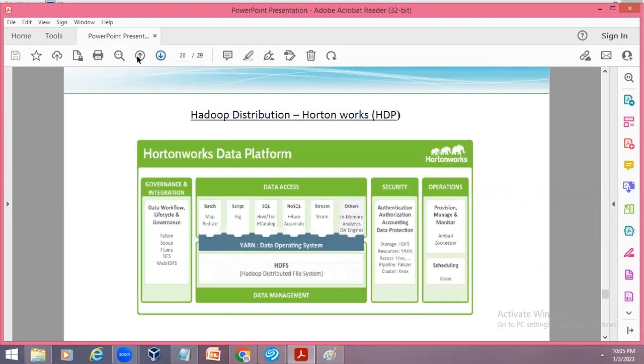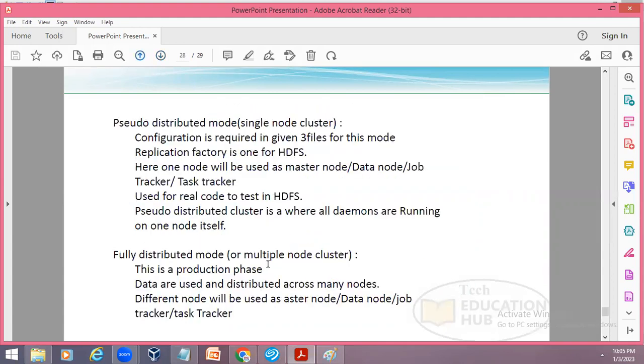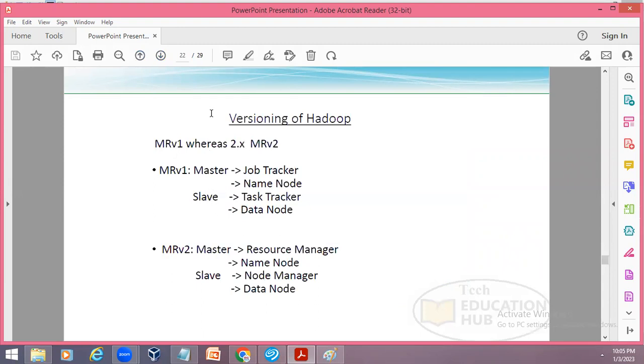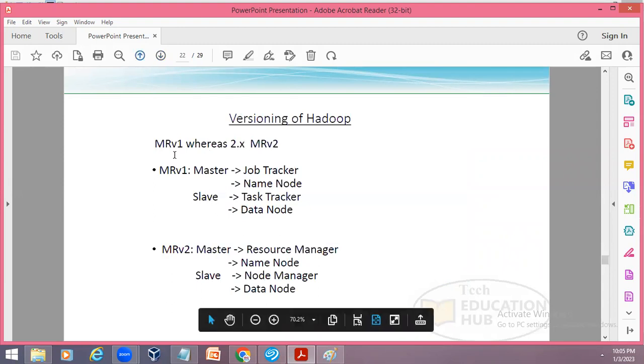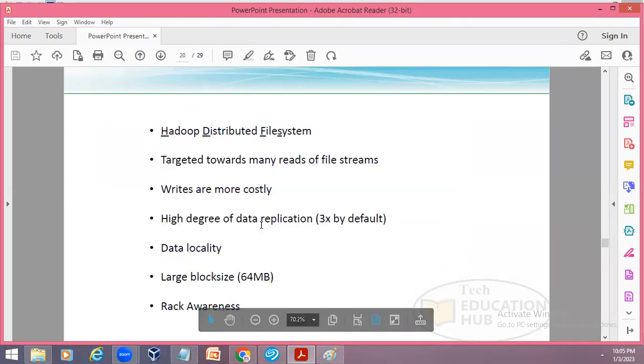Tomorrow we will start with Hadoop components like MapReduce and HDFS. We will see the different components in Hadoop at a very high level. I think today we can wrap up, a little early today.